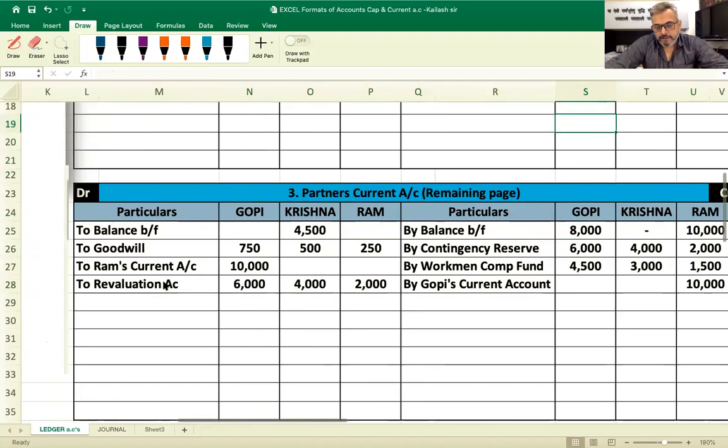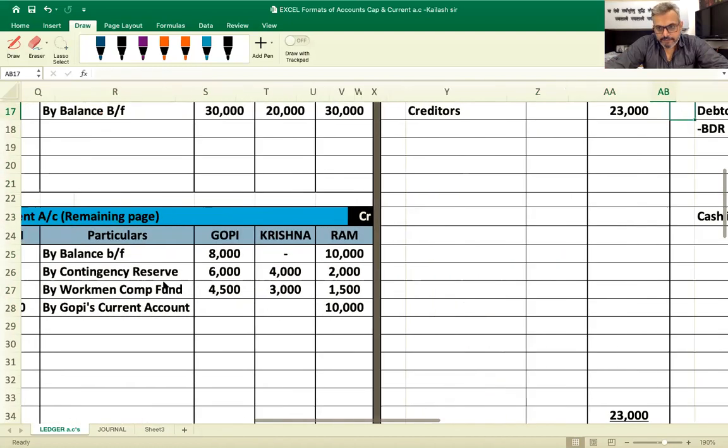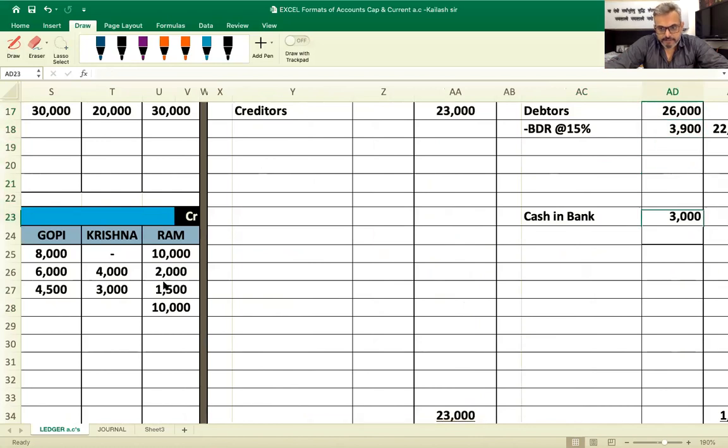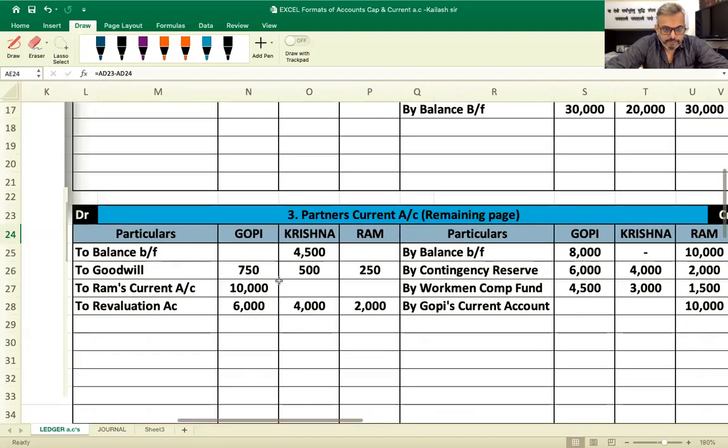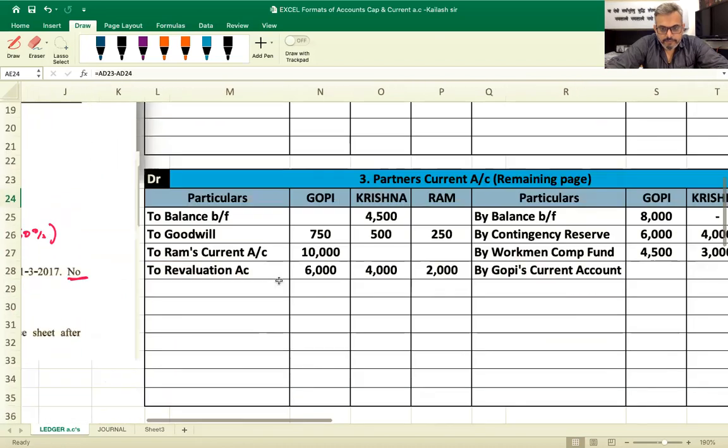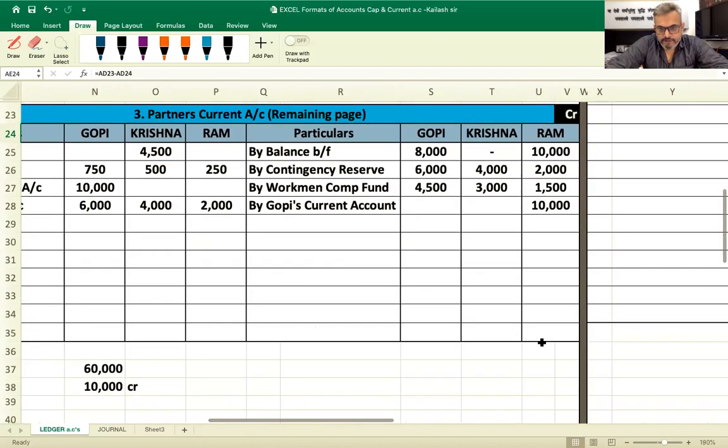Now, one effect we have to give. Let me check. Cash and bank, here we have to decrease. You have to decrease the dishonored bill. So don't forget this. That's why we always check before we start closing. 1,700. Please don't forget this effect. Okay, now we will close individual accounts.